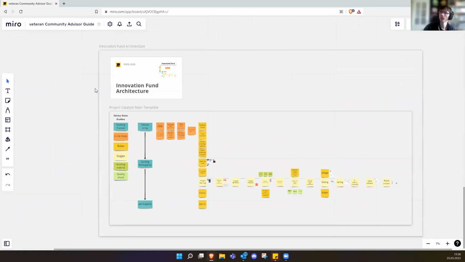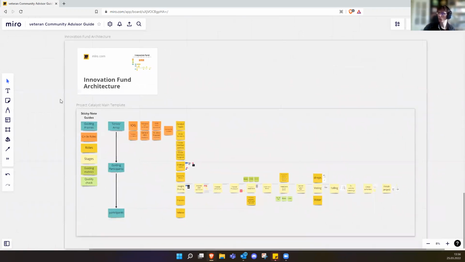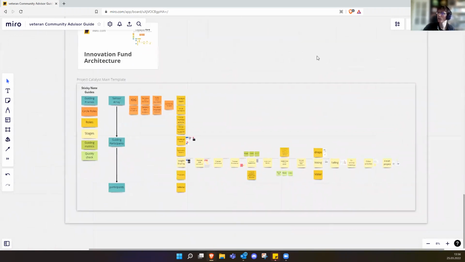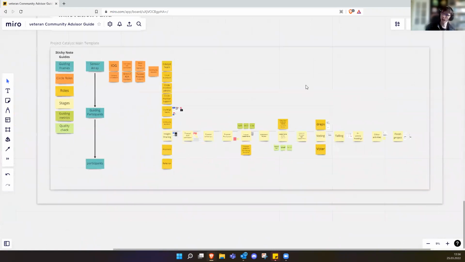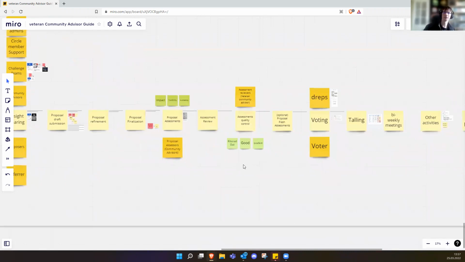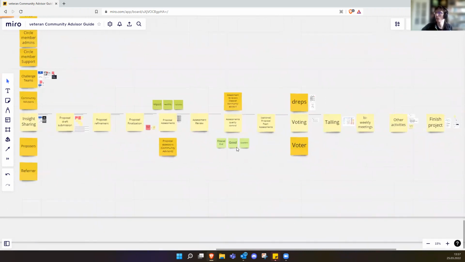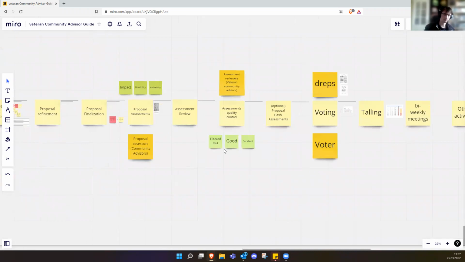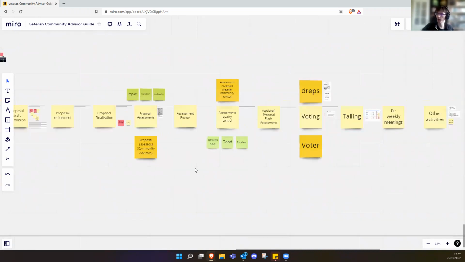So I have created a Miro board related to innovation fund architecture, and I thought I would show it in the VCA session, because of this stage, this veteran community advisor stage, where we assess and do pretty much a quality control for the assessments done to the proposals. And we have these metrics called filtered out, good, and excellent. I wanted to give another look or perspective to the VCA.